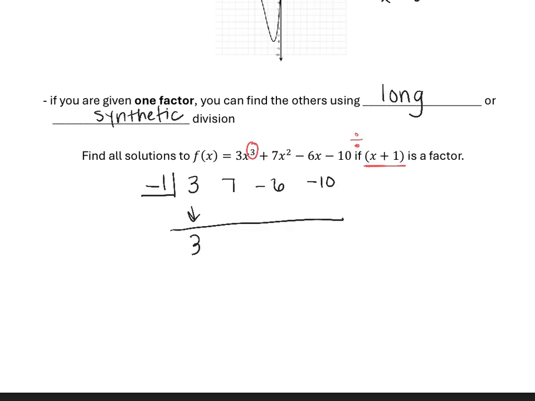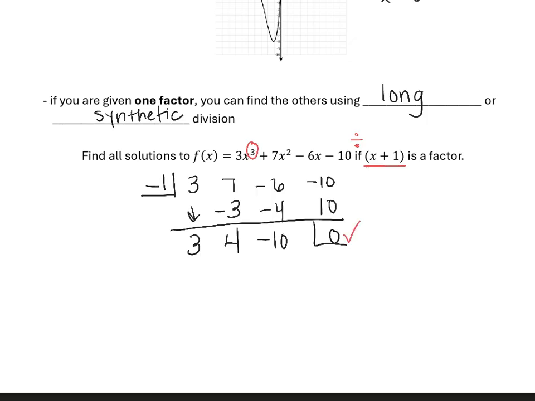So bring down the 3. -1 times 3 is -3. 7 minus 3 is 4. -1 times 4 is -4. So -10, 10. Good. Okay. So that's good. So it is a factor. They told us it was.